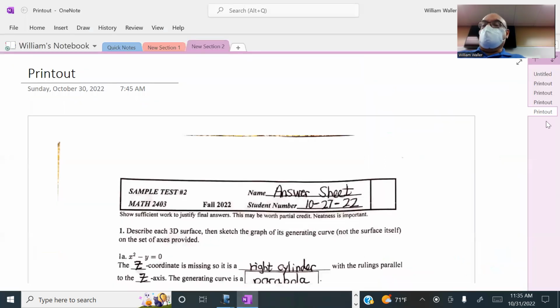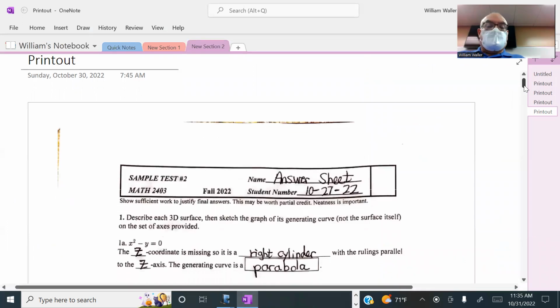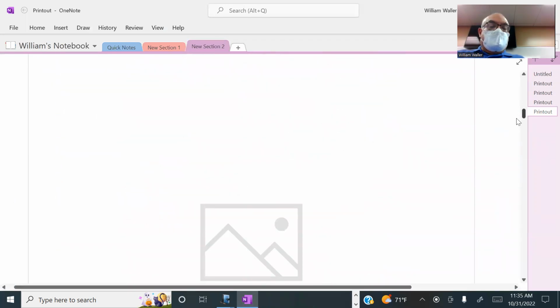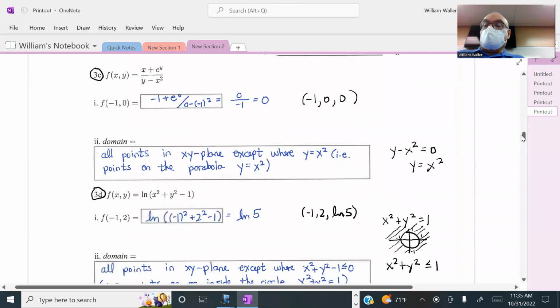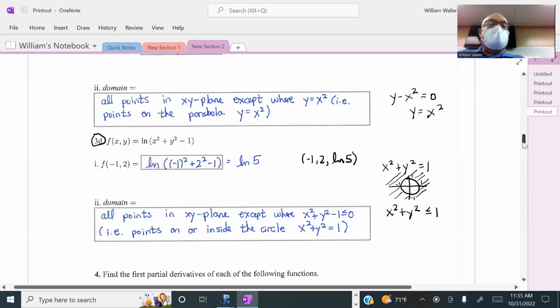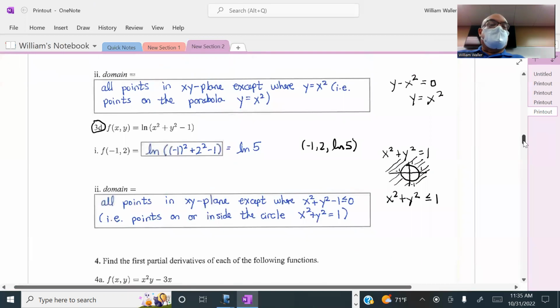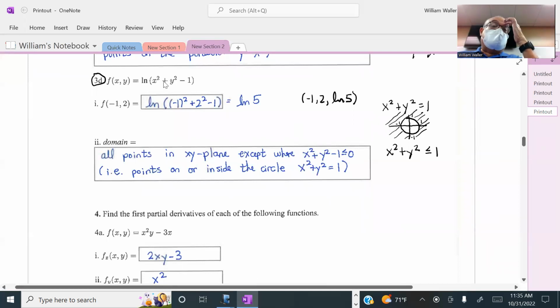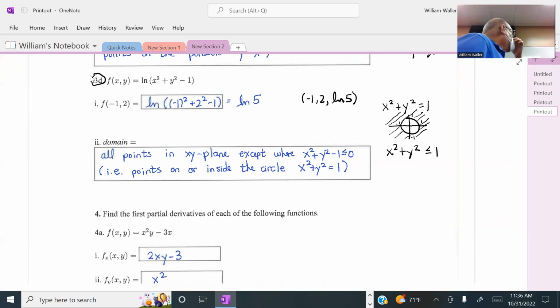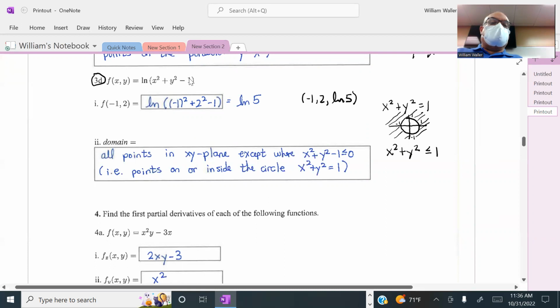So here's what the answer sheet looks like. There may be other mistakes as well that I'm not aware of because I didn't check all of my answers. But in this part here, 3D, this is a very simple problem. You just have a function of two variables. In this case, it happens to be a natural log of this expression, x squared plus y squared minus 1. And the first part here, this is just a gimme for the test, is just to evaluate that function at the input -1 and 2.